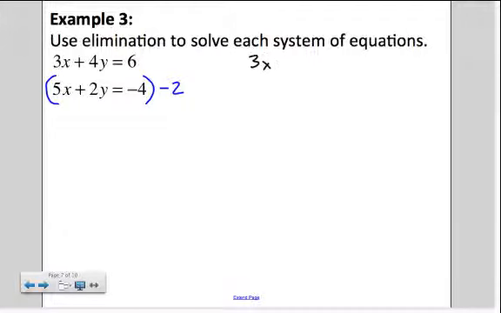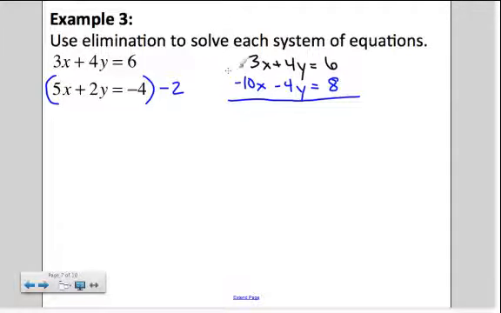So I've got 3x plus 4y equals 6. And now I need to write this bottom equation. So negative 2 times 5x is negative 10x. Negative 2 and positive 2y is negative 4y. And that equals positive 8 because negative 4 times negative 2 is positive. Now I just add down.